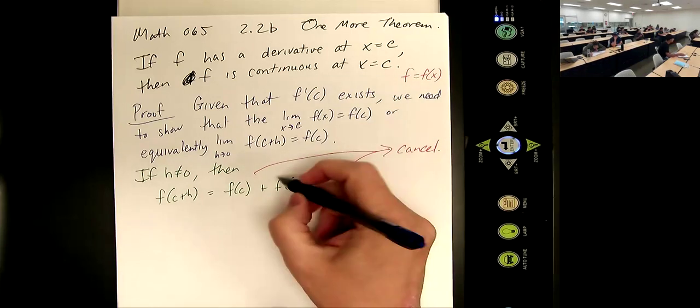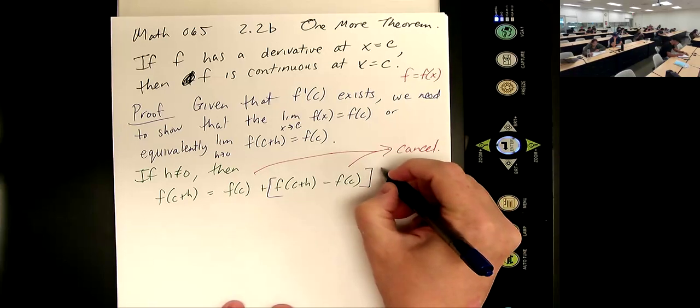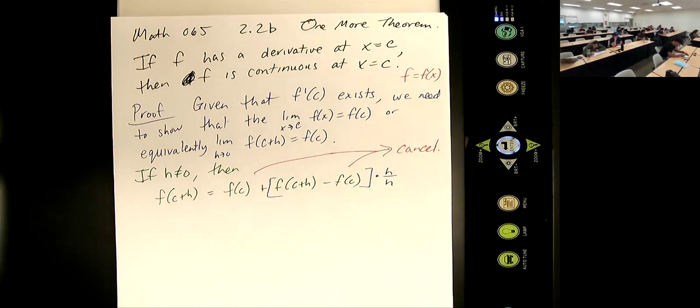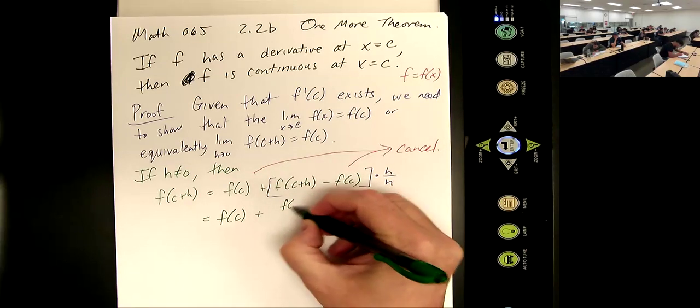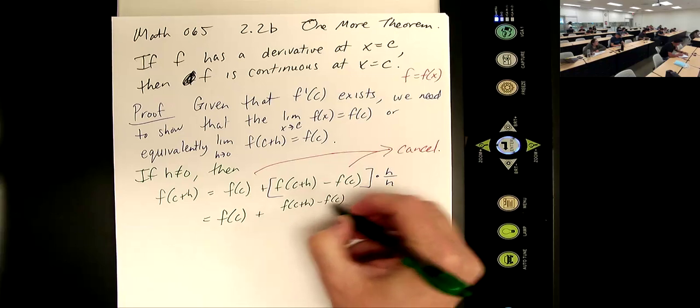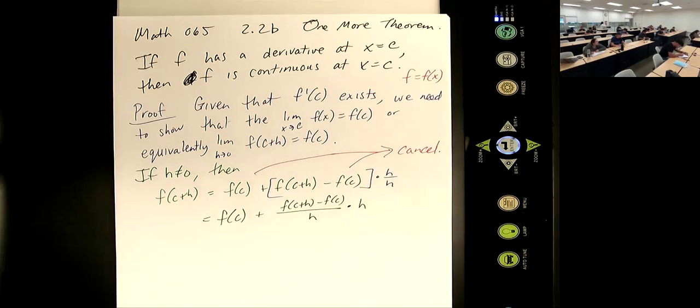Now I'm gonna take these two and put them together and multiply them by h over h. I can do that because h doesn't equal 0, so h divided by h equals 1. And so f of c plus h equals f of c plus the quantity f of c plus h minus f of c over h, times h, where I just took the denominator and put it with the bracket.